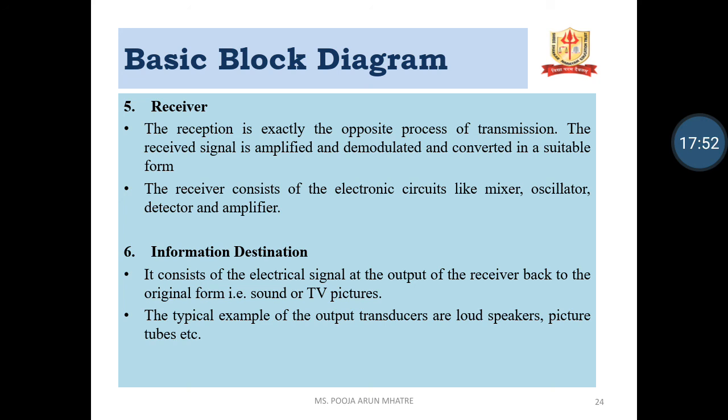And the sixth one is the information destination. It consists of the electrical signal at the output of the receiver converted back to the original form, that is sound and TV picture. Typical examples of output transducers are loudspeakers, picture tubes, etc.